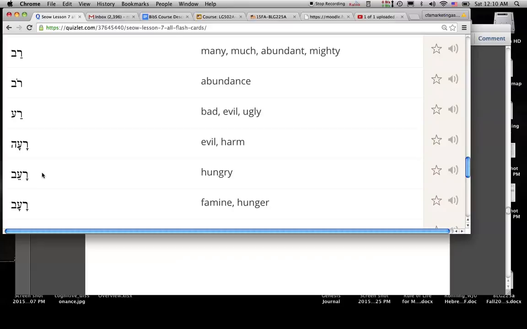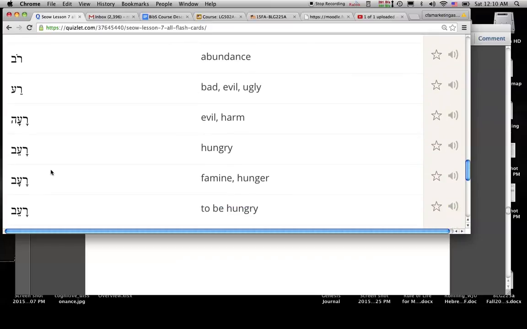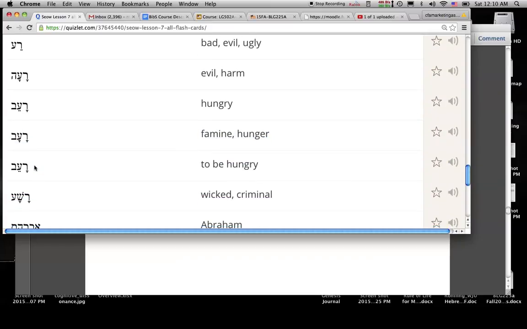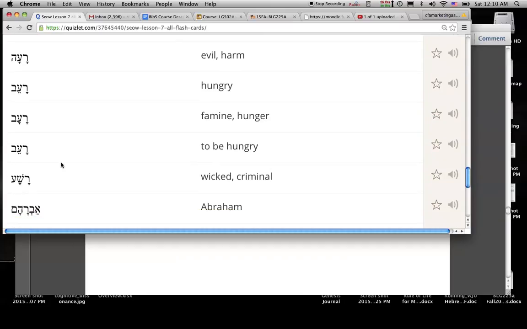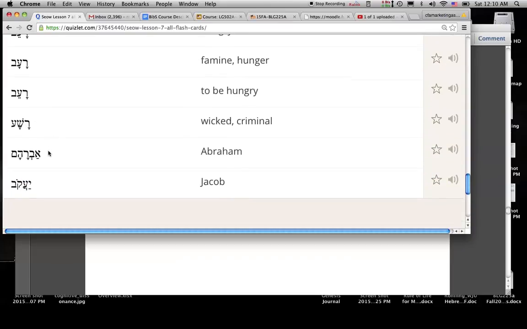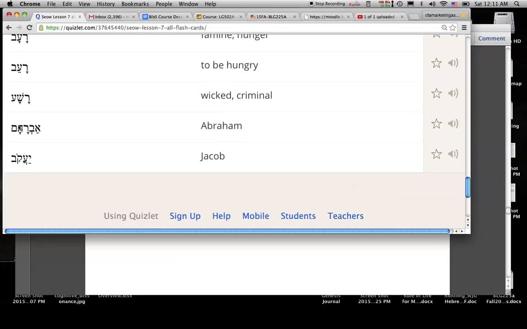Ra'ev is hungry. Ha'ish ra'ev, the man is hungry, or ha'ish ha'ra'ev, the hungry man. Ra'av is the word for famine. Ra'ev is sort of the stative verb form. Rasha, wicked. Yeah, so Hamelech HaRasha, the wicked king. Avraham and Yaakov, some names there.